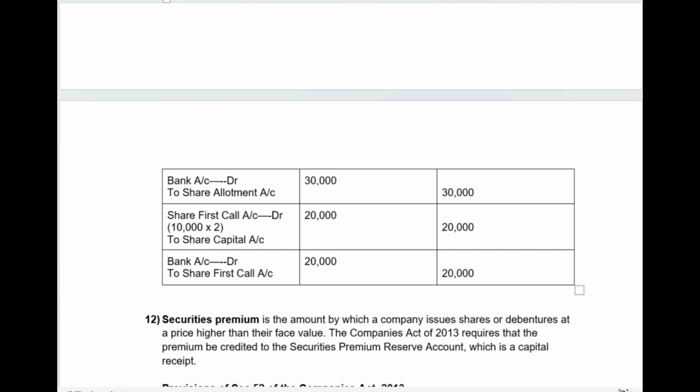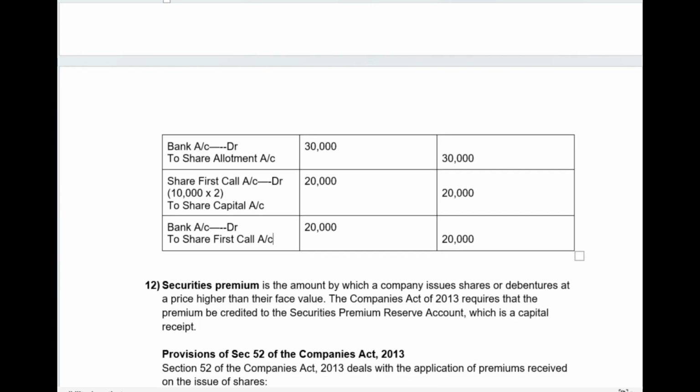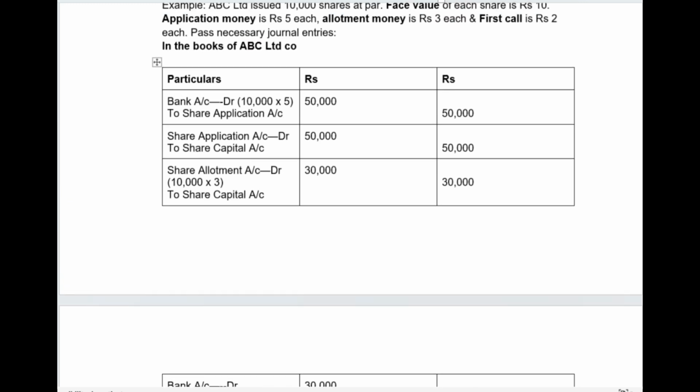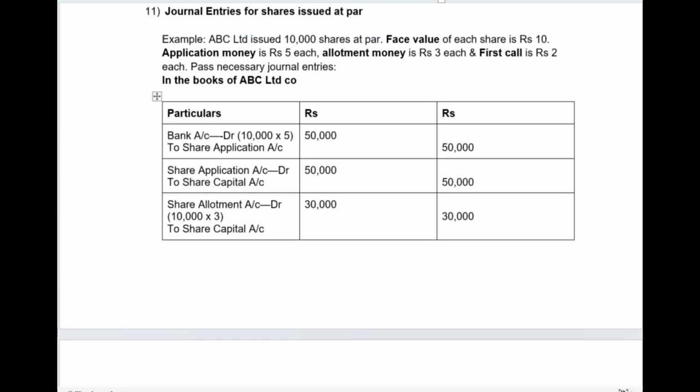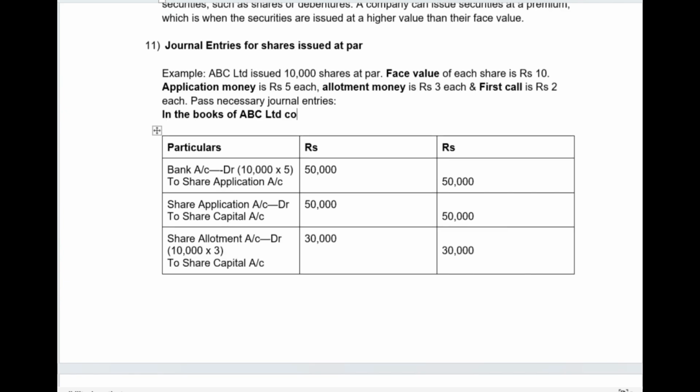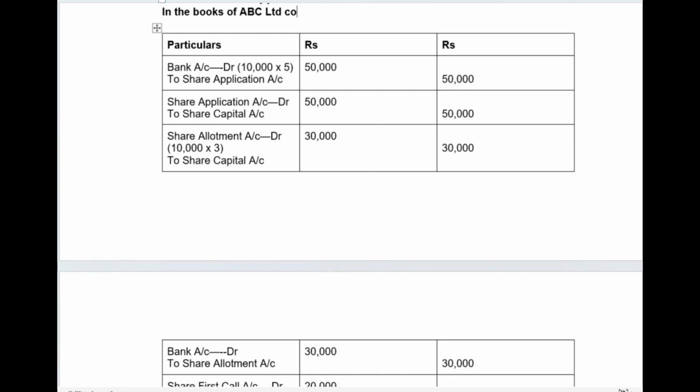And next, the subscribers are paying their share first and final call money. So the entry will be bank account debit, since cash and bank is coming as the subscriber is paying the amount. So the entry from the company's viewpoint will be bank account debit to share first and final call account, the same amount, 20,000. It should be noted here that we are passing all these journal entries from the viewpoint of the company, that is ABC Limited. So whenever the money is coming, it will be the income of the company, and all the amount should be transferred to the share capital of the company.